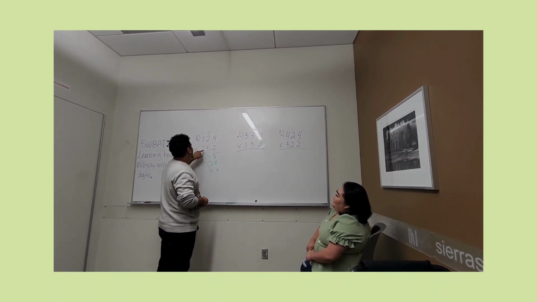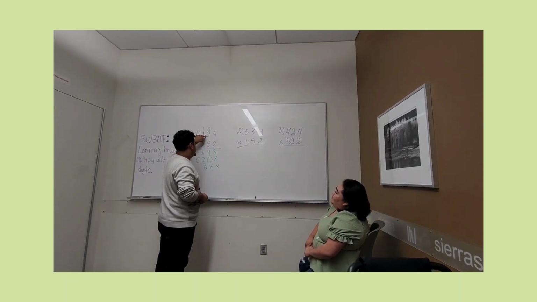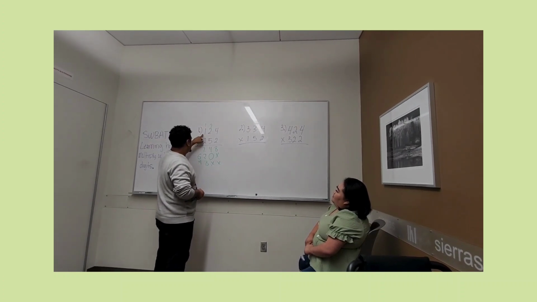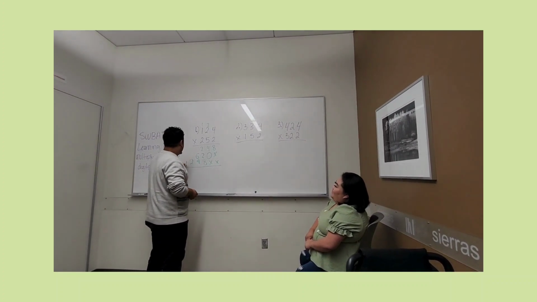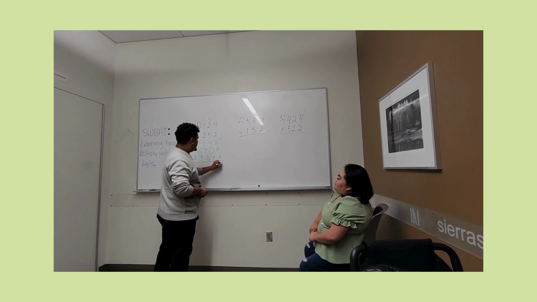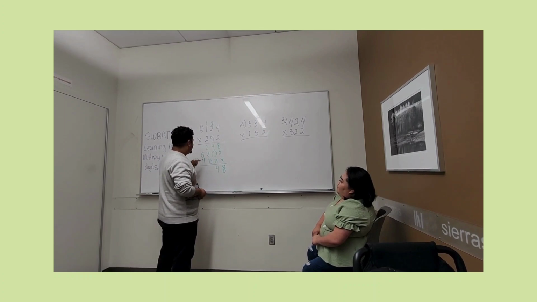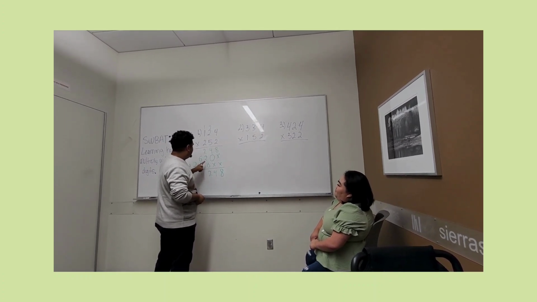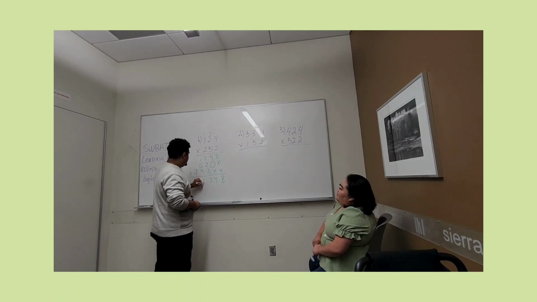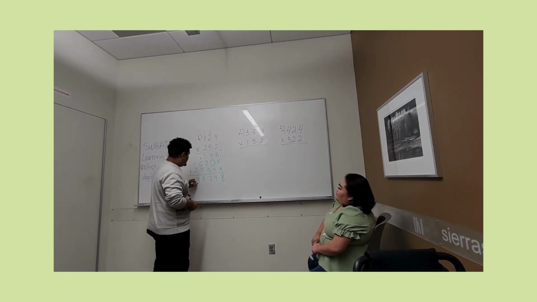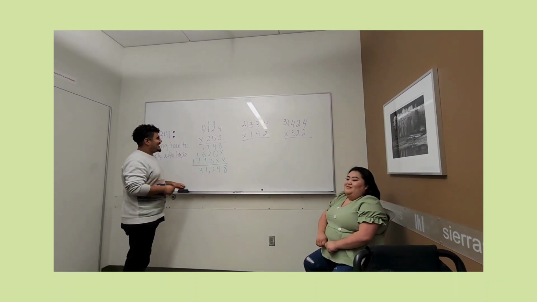Right. Okay. And then 2 times 4 is 8. 2 times 2 is 4. And 2 times 1 is just 2. We add together, right? Do I put the 1 up here as well? Yes. Correct. Good job, Jesus.